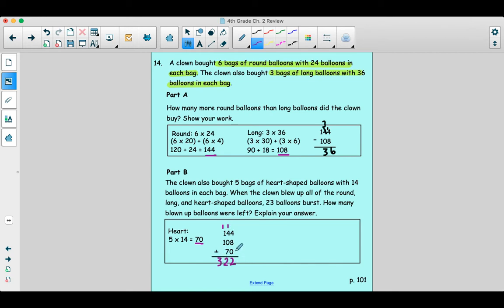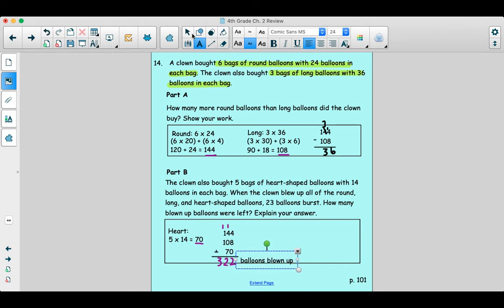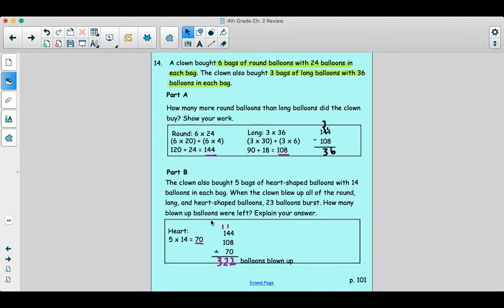Okay, so what does this number represent? It's important to always stop and think, what does the number represent? So this number right here is 322, and it represents all of the balloons that were blown up. So 322 balloons blown up. Okay, now we know something happens.